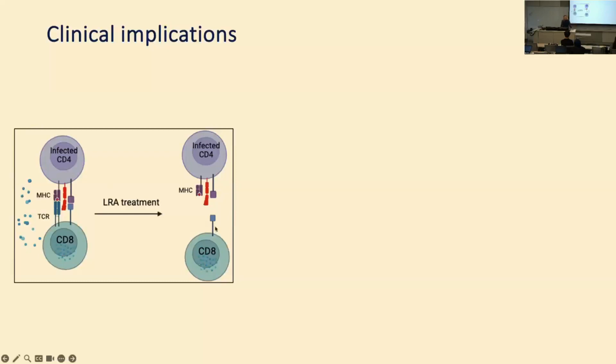So if we look at CD8 cells in the person who took this latency reversing agent and downregulated TCR, this molecule is no longer expressed on the cell surface. This molecule can no longer recognize HIV on the infected cells. The synapse doesn't happen. There is no killing. So I know we're trying to activate HIV cells to force the expression of viral antigens, but in the meantime, we drop the other side of the immune response.